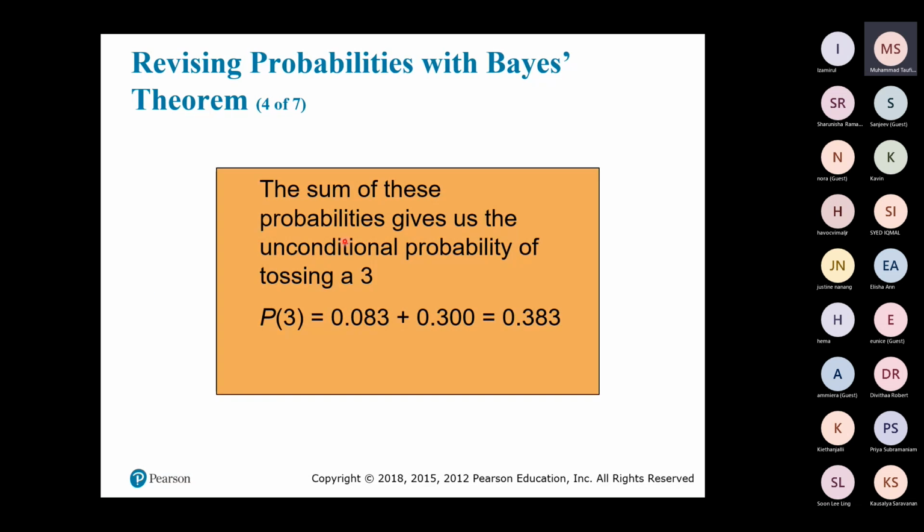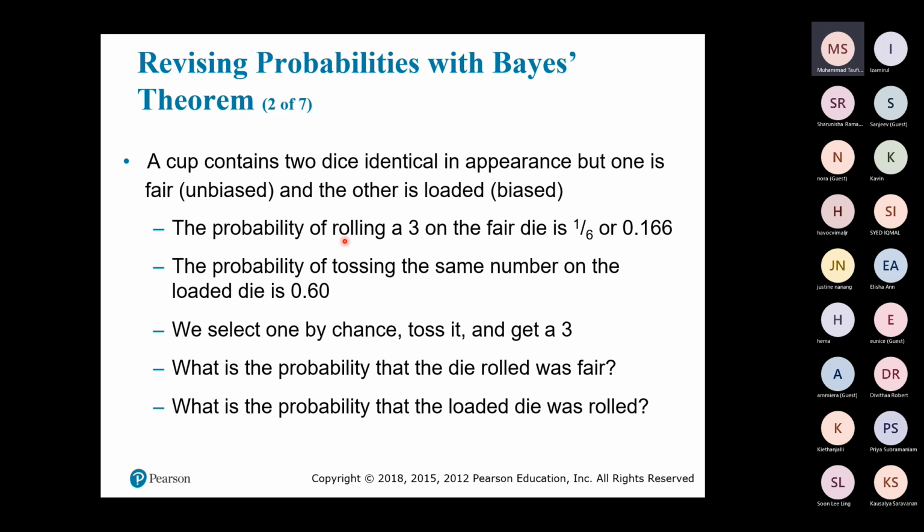Okay, alright. So kalau kita tengok sini, kita ada dua. Probability of rolling 3 on the fair die is 1/6, right? And then probability of tossing loaded dice is 0.6. Ini dua data, yang ini adalah data yang kita dah ada, maknanya daripada sebelum ni. This one is history.